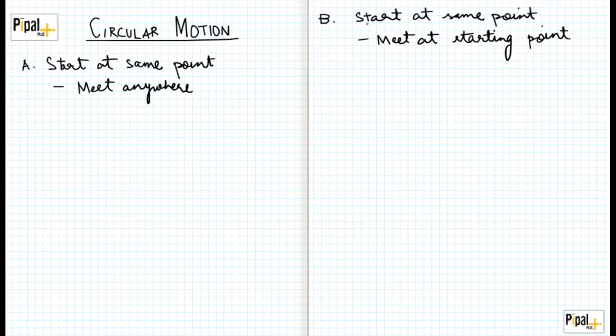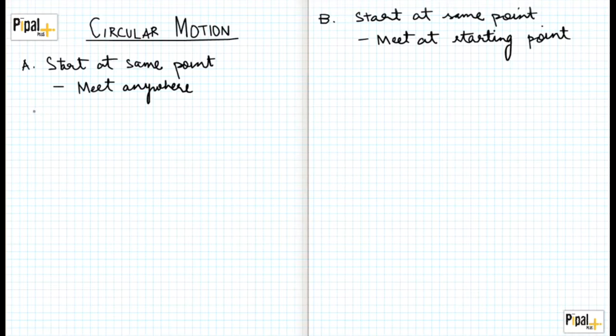The second kind of problems is that they start at the same point, right? And they meet at the starting point itself, right? So here we are not restricting where they meet. Here we are restricting that they meet only at the starting point. Now both of these problems will be attacked using different concepts.